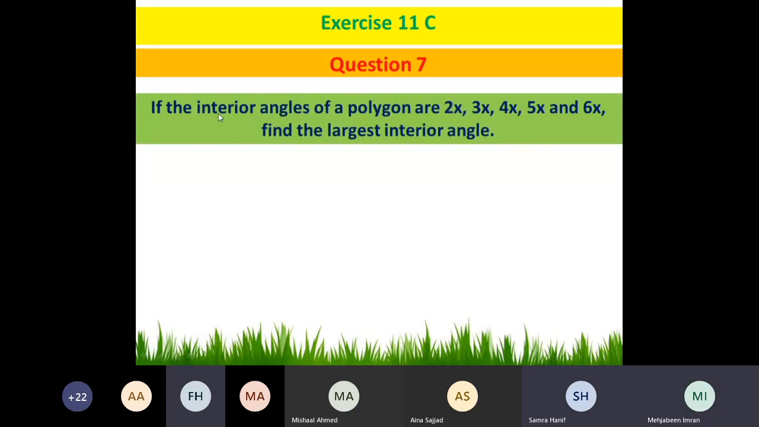Now, question 7 from your book, page 289. If the interior angles of a polygon are 2x, 3x, 4x, 5x, and 6x, find the largest interior angle. Students say the 6x one is obviously the largest. No, no. You have to find the interior angle actually. X is an unknown value, like an alphabet. So you have to find the value of x first, and then you will know 6x, right?